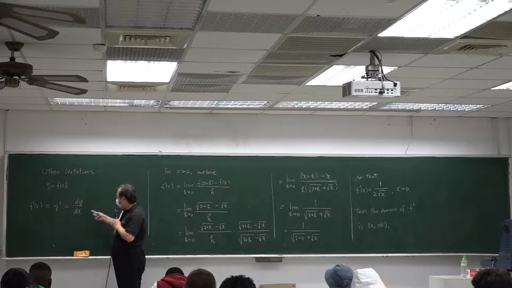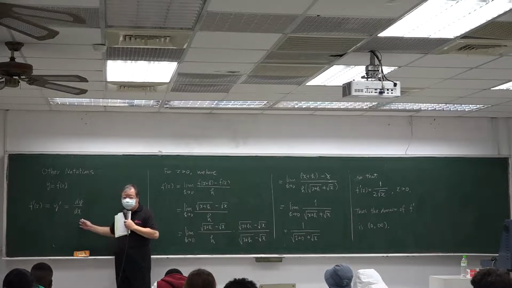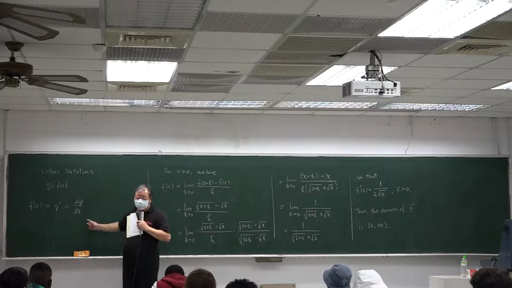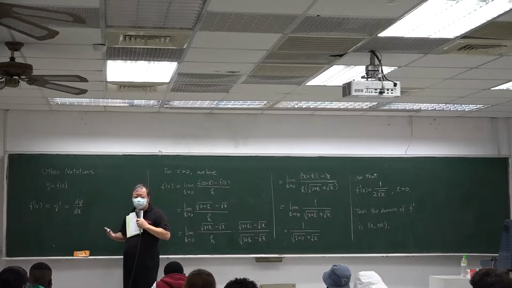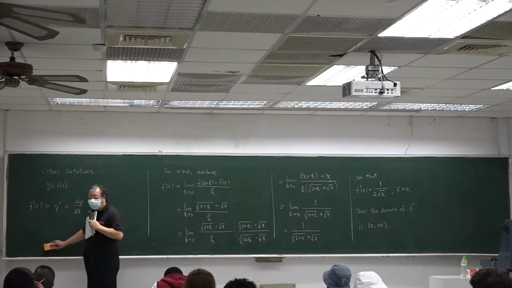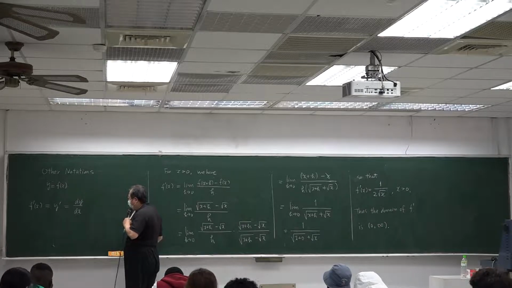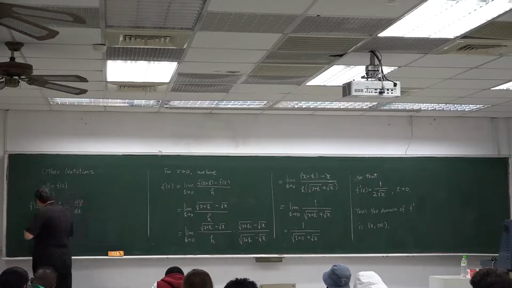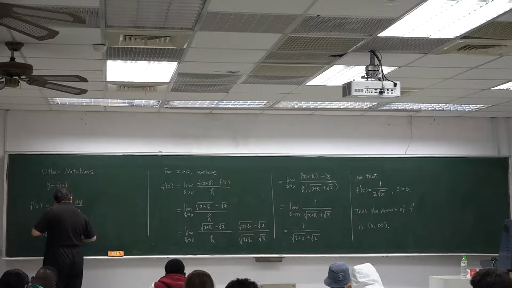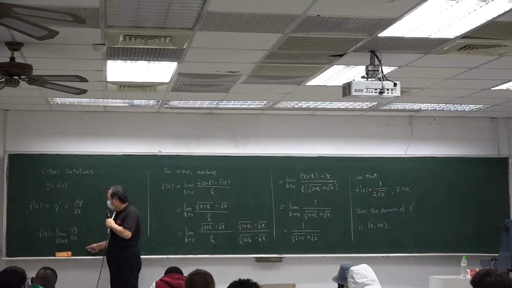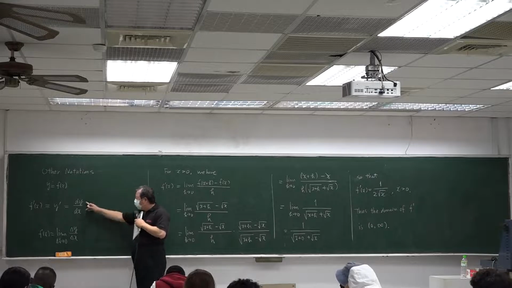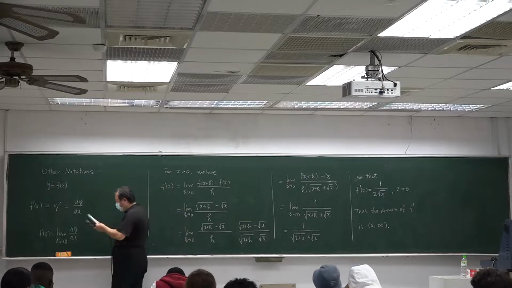dy dx. This notation was introduced by Leibniz, the German mathematician. He invented the calculus independently of Newton. dy dx, because we know f prime of x equals delta y over delta x. This is called the instantaneous rate of change of y with respect to x.